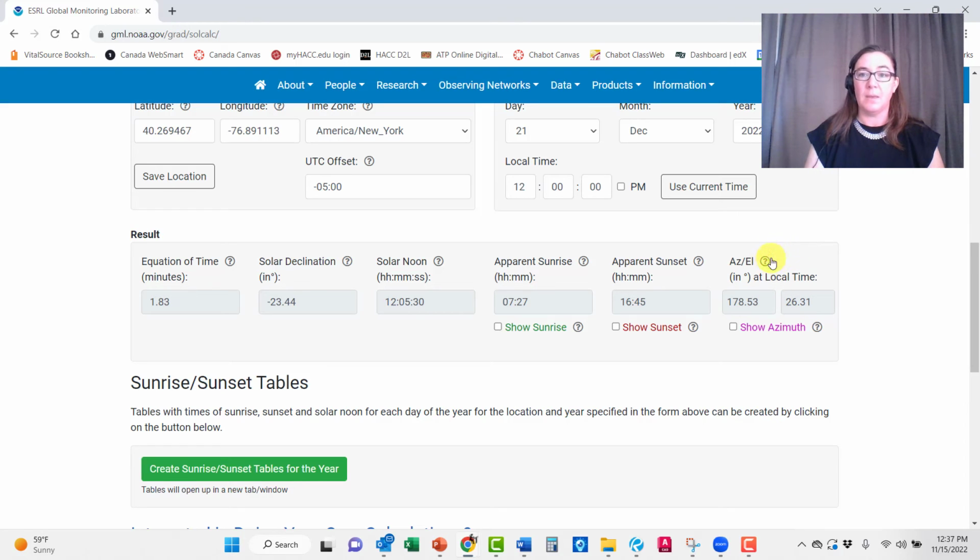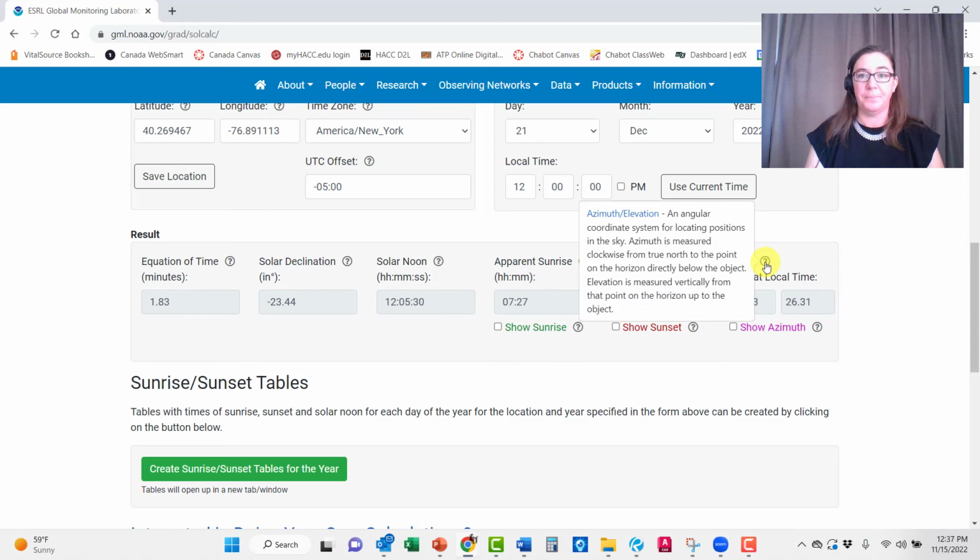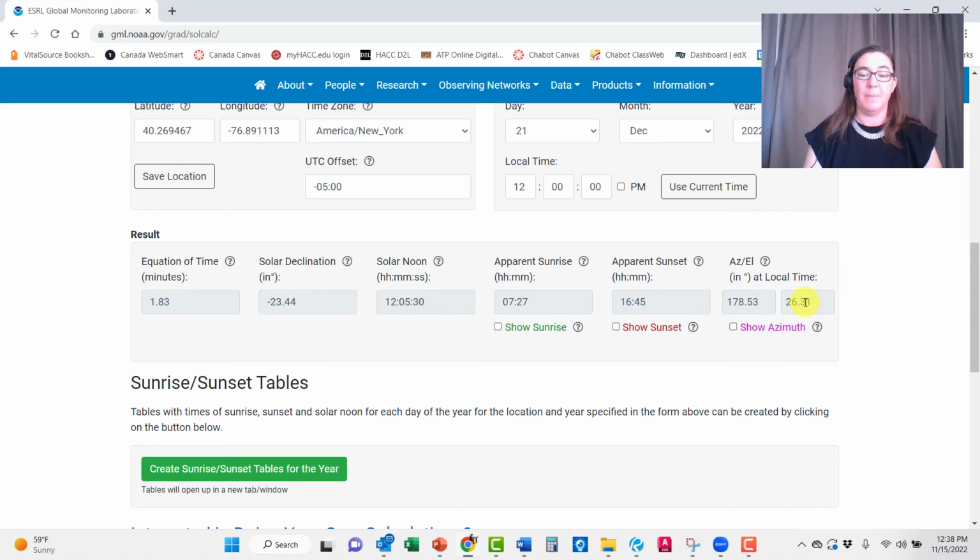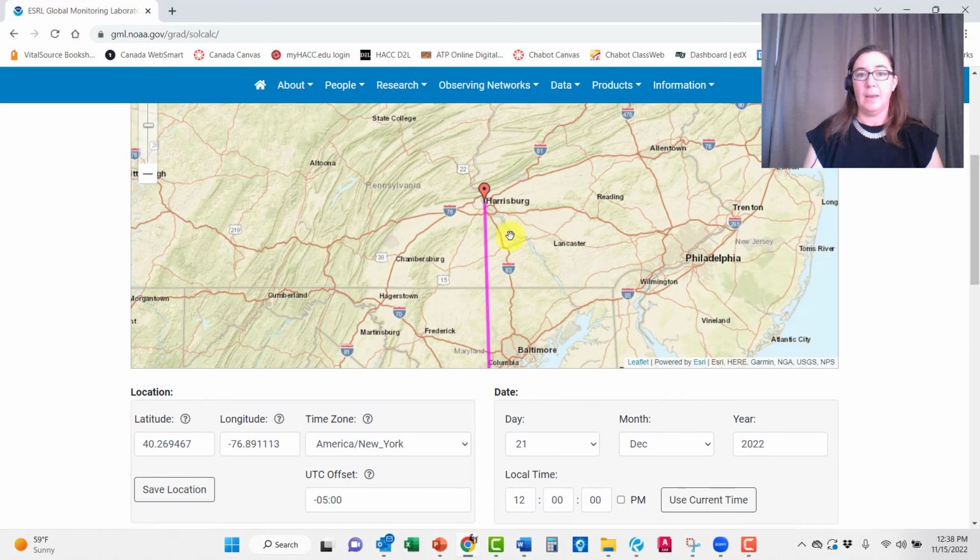Now make sure that you understand how they're measuring. So you can hit this little question mark button. Azimuth is measured clockwise from true north to the point on the horizon directly below the object. Elevation is measured vertically from that point on the horizon up to the object. So we have this information right here, and you can also click this little button here, slide down, and it will show the azimuth angle directly on the screen. So that's for December 21st at noon.